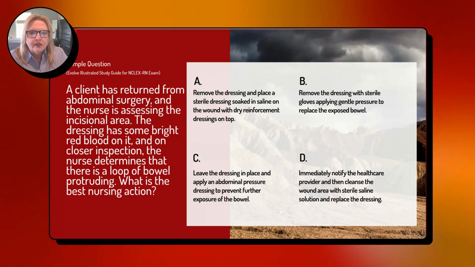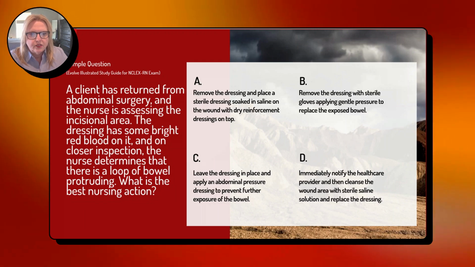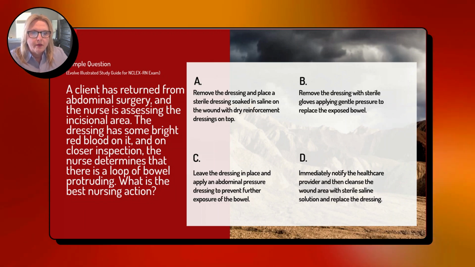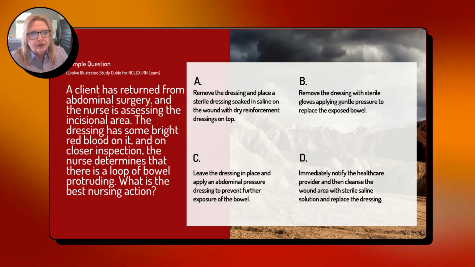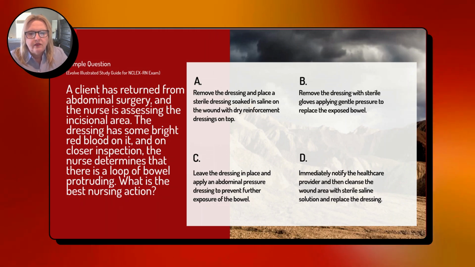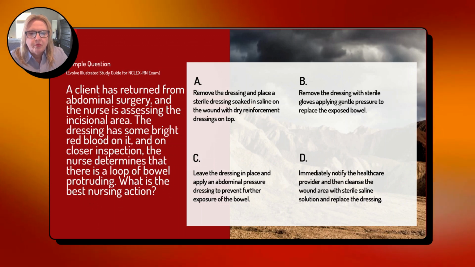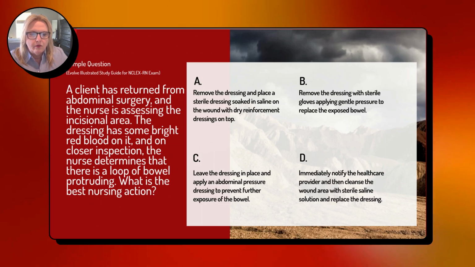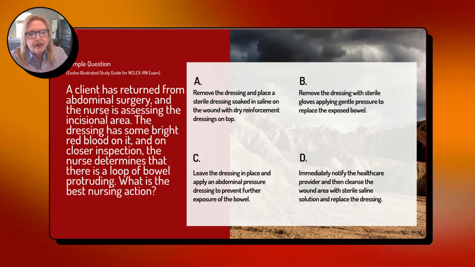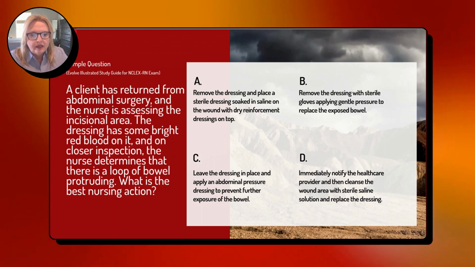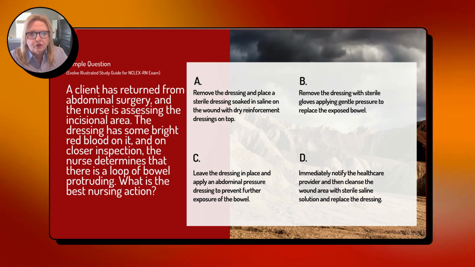A. Remove the dressing and place a sterile dressing soaked in saline on the wound with dry reinforcement dressing on top. B. Remove the dressing with sterile gloves. Apply gentle pressure to replace the exposed bowel. C. Leave the dressing in place and apply an abdominal dressing to prevent further exposure of the bowel. And D. Immediately notify the healthcare provider and then cleanse the wound with sterile saline solution to replace the dressing.